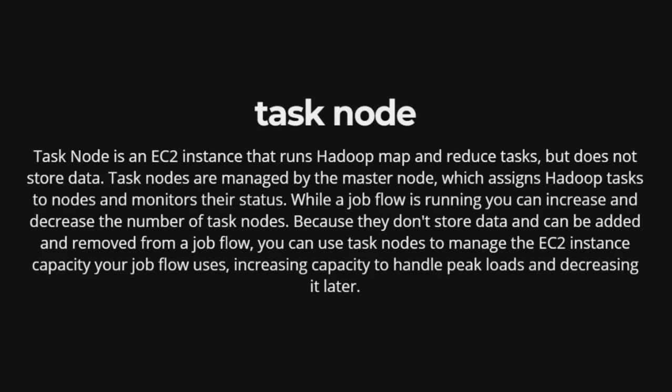While a job flow is running, you can increase and decrease the number of task nodes. Because they don't store data and can be added and removed from a job flow, you can use task nodes to manage the EC2 instance capacity your job flow uses, increasing capacity to handle peak loads and decreasing it later.